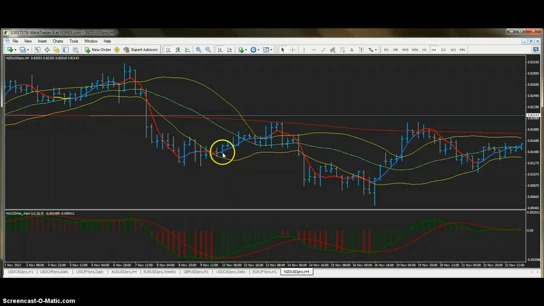Now, if you see that the line had just turned blue, now those two come together. That's a really good buying opportunity. And the higher the time frame, the better that signal is going to be. So that would be a pretty good buying signal.